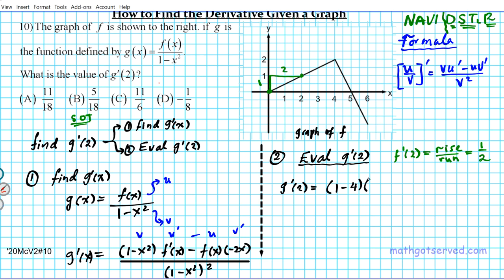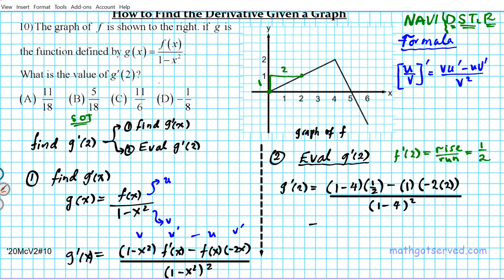You use algebra. Okay, so f prime of 2 is 1 over 2, minus f of 2. f of 2 is the output when your input is 2, so f of 2 is 1. So times 1. And then we have negative 2x, negative 2 times 2, right there. So what's the deal with the denominator? In the denominator, we're just going to plug in a 2 for the x there and calculate what that is. So that's going to become 1 minus 2 squared, which is 4.